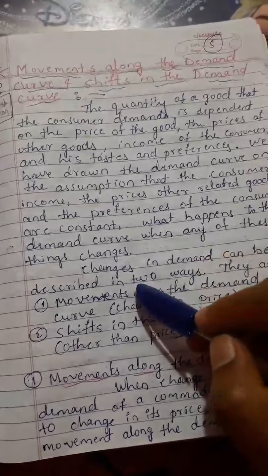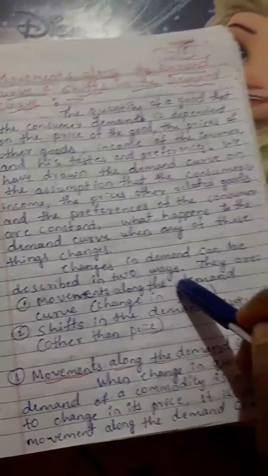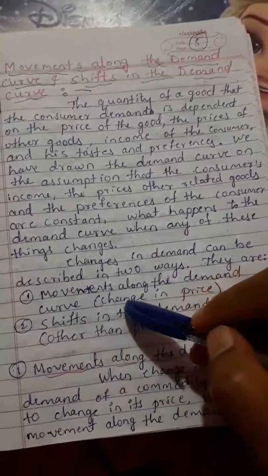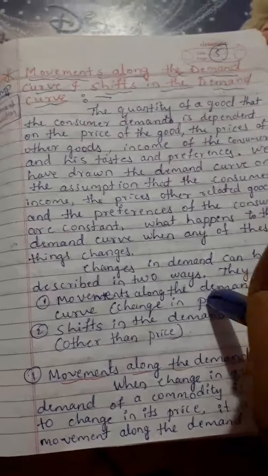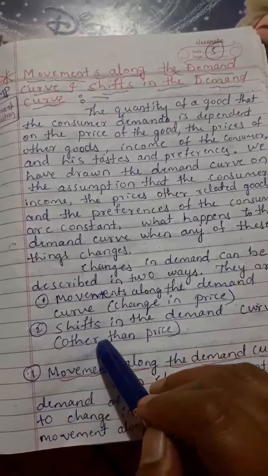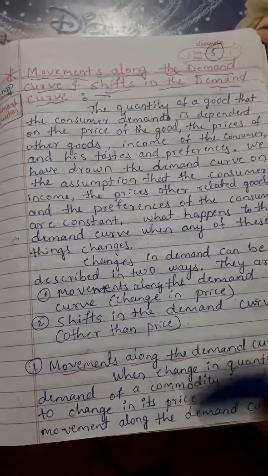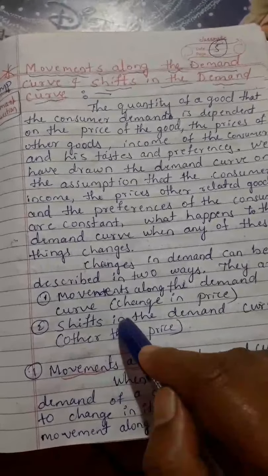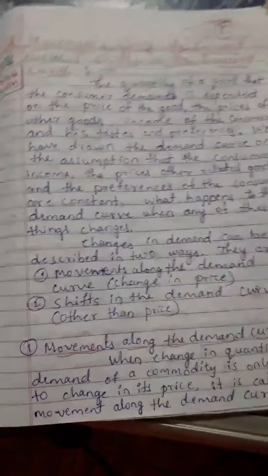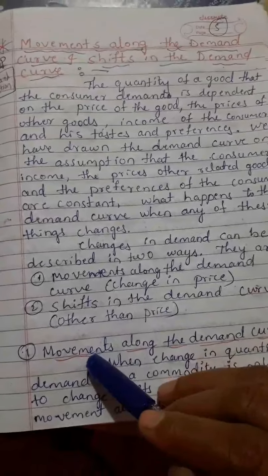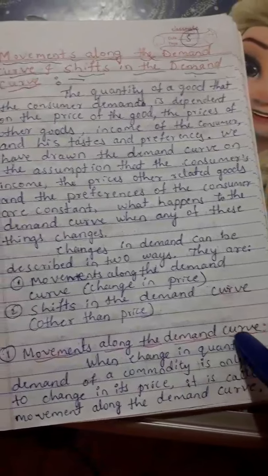Here, change in demand can be described in two ways. First, movement along the demand curve, which means change in the price. Secondly, shift in the demand curve, due to anything other than price. When something other than price changes, there is a shift rightwards or leftwards of the demand curve. First, we explain movements along the demand curve with the help of a diagram.